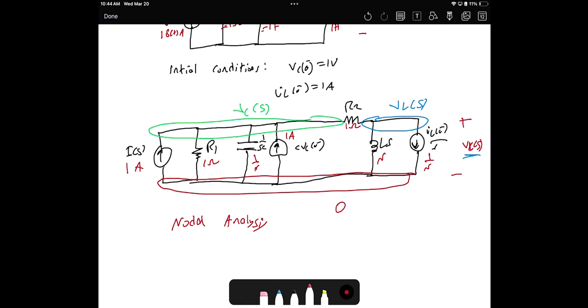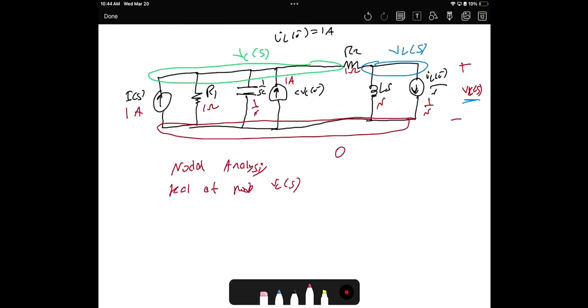I'm going to do KCL at node VC of S. To do the KCL, basically the sum of leaving currents equals 0, that's my assumption. So let's start from the green node. We have this current entering, so it is negative. This current will be V over R, this is V over Z, this is entering, which is negative.